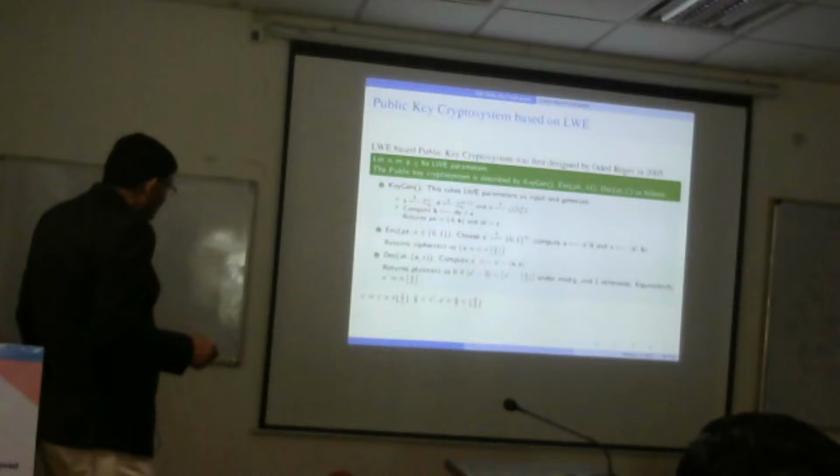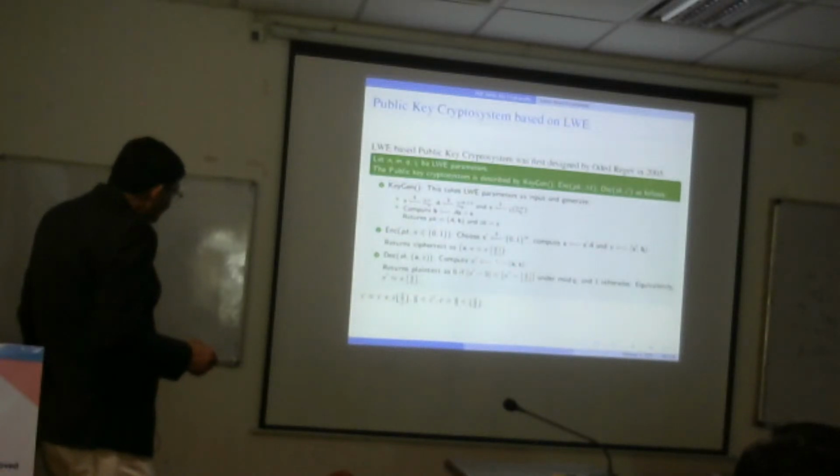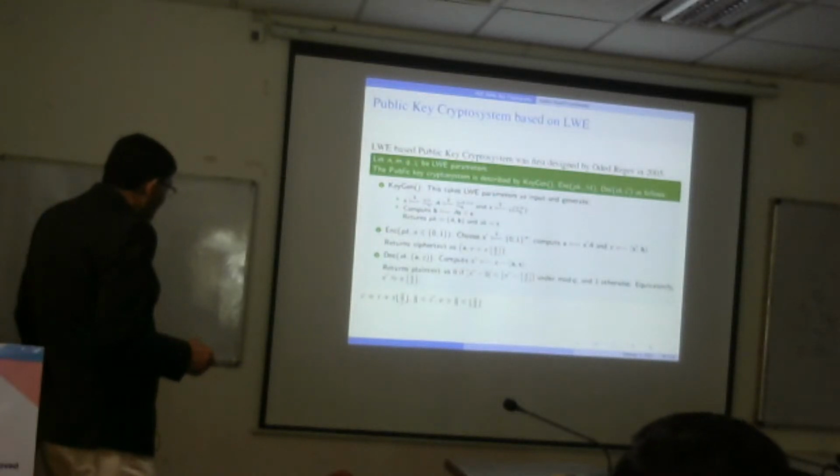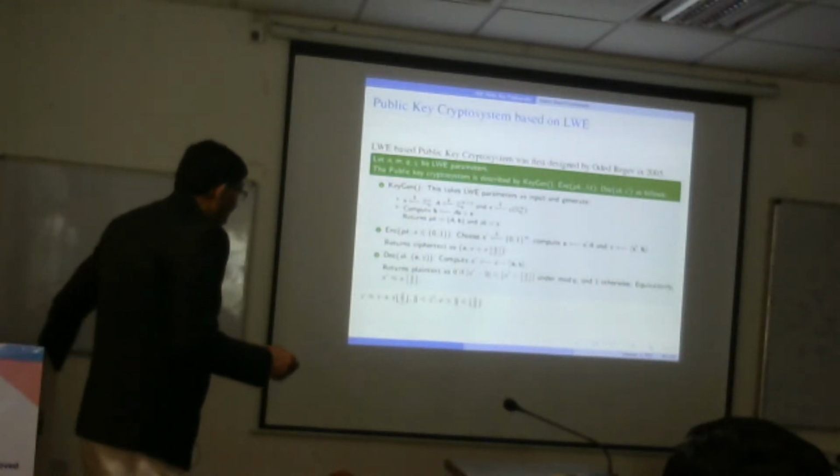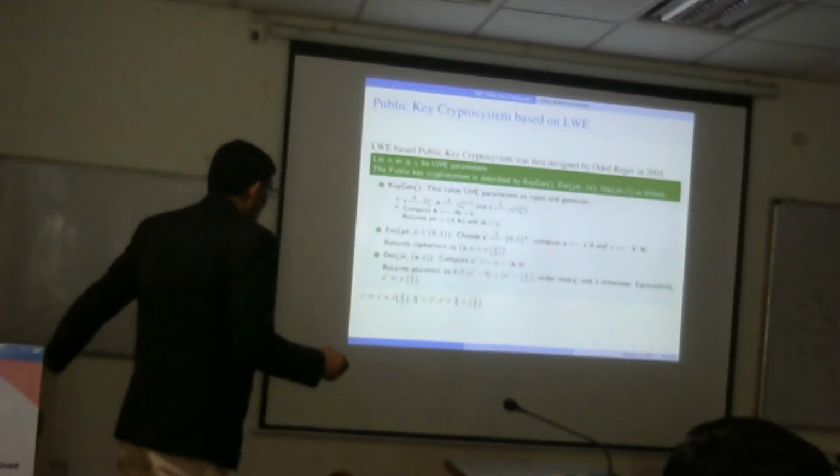For decryption, what do we have to do? C is nothing but this. So now this ciphertext is A and this is C. Okay, so now what do we have to compute? We have to compute C minus A dot S. Now C is S'A and S is here, and S'B is B.